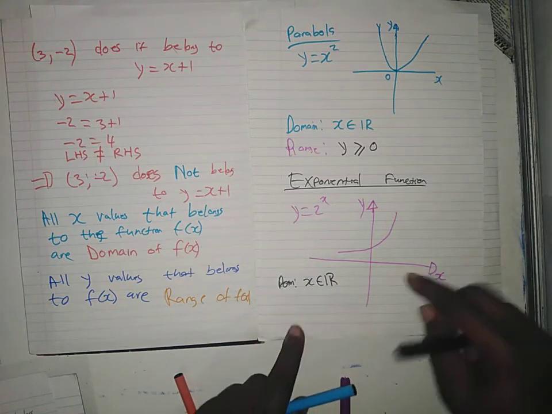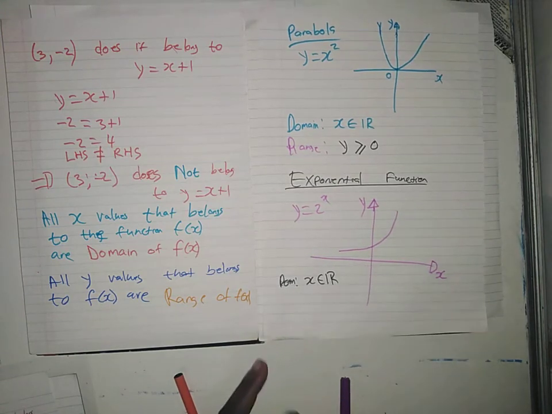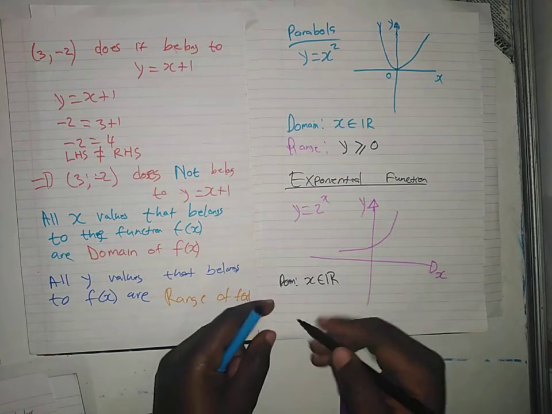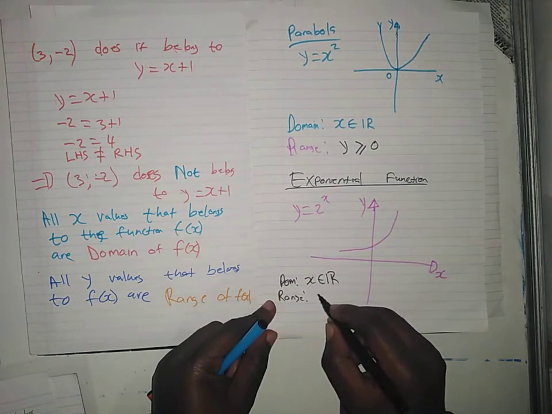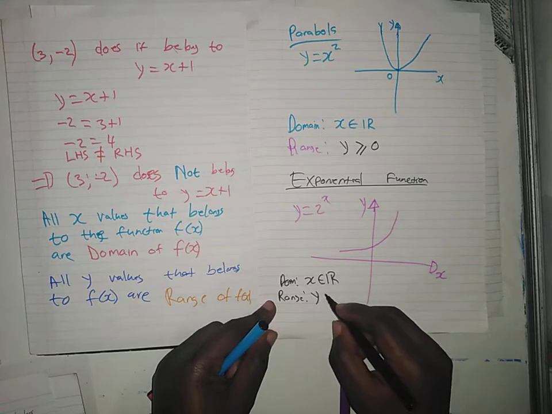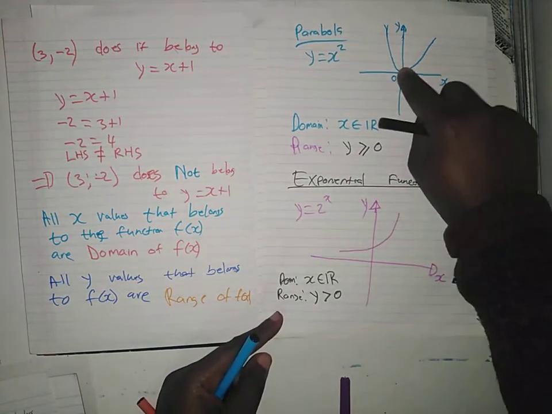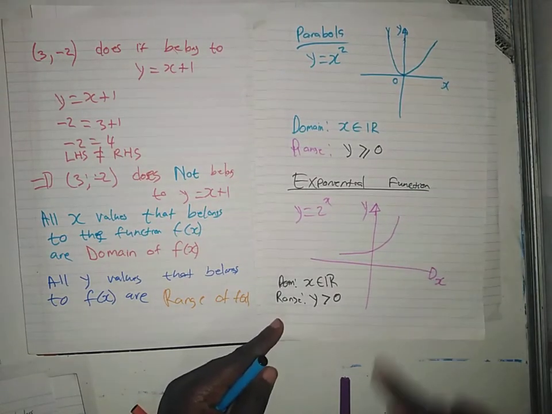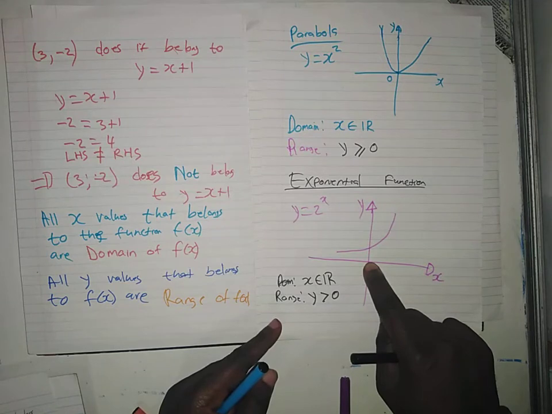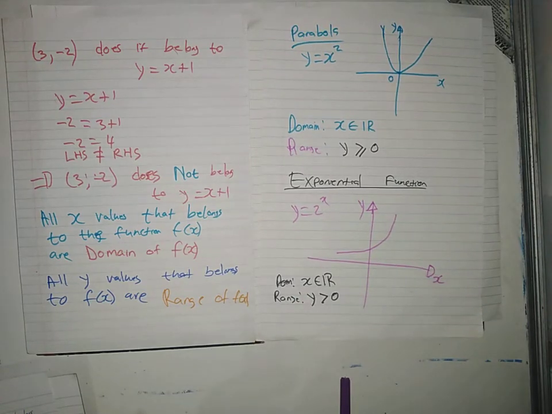So the y values that belong to this graph are only y values from 0, but not including the 0 that I referred to. Okay, so the range is only values of y that are greater than 0. But this time around, you are not including it. Here you included it because this graph starts here at the origin. But here you can see it doesn't start here. Do you understand? So this is the domain of this function, and this is the range of it.